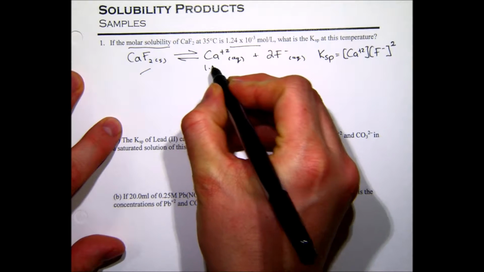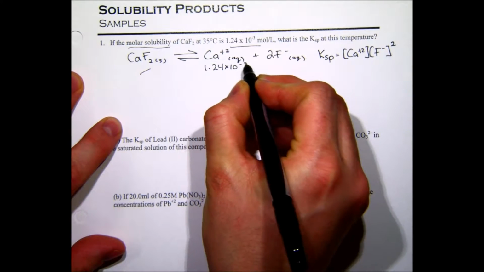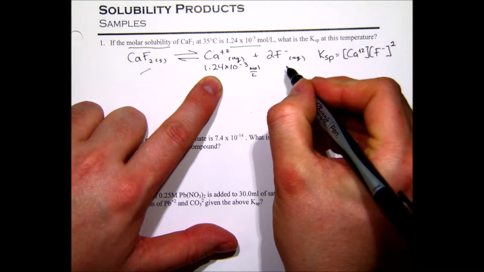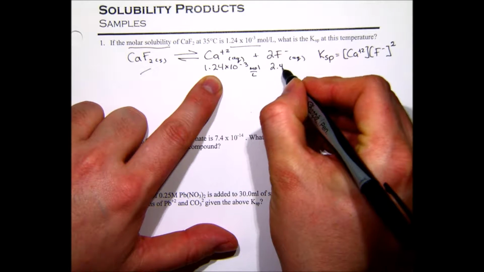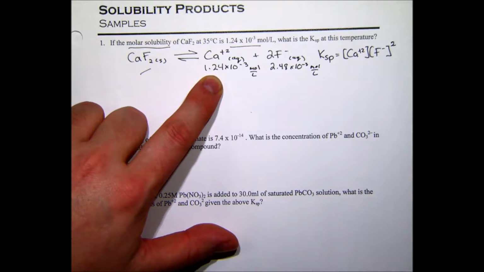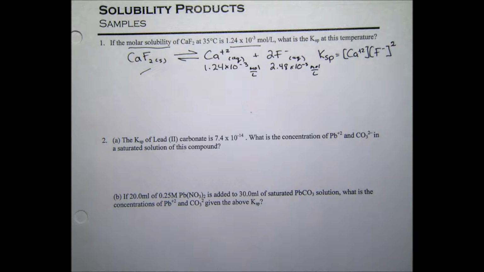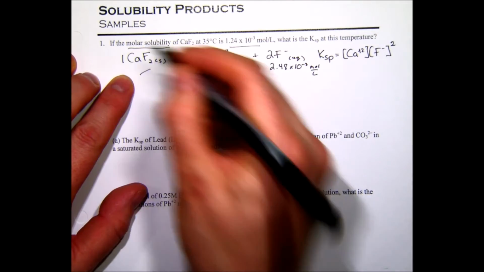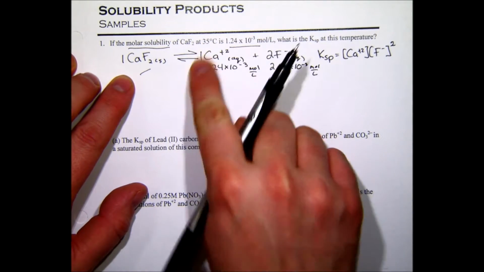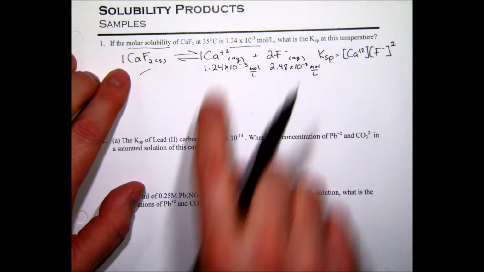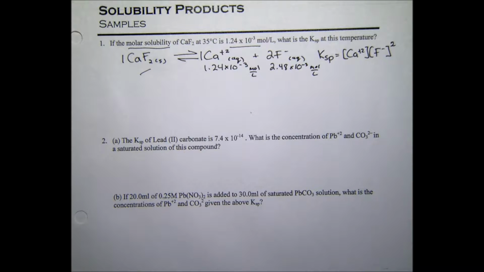So this tells me I have 1.24 times 10 to the negative 3 moles per liter of calcium, and that tells me I have 2.48 times 10 to the negative 3 moles per liter of the fluoride. So when I am asked to determine the molar solubility, I am basically trying to solve for one of the ions on the right-hand side of the equation that has the same stoichiometric coefficient as our reactant.